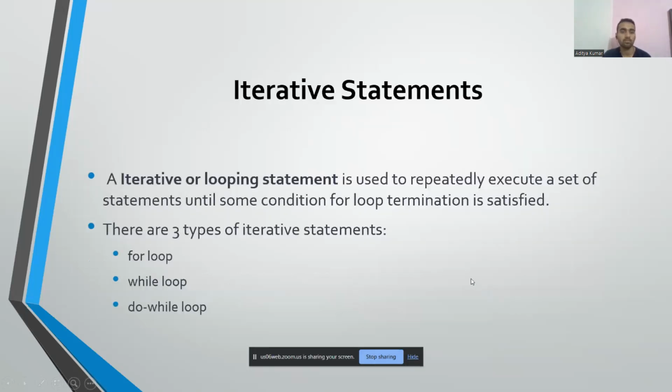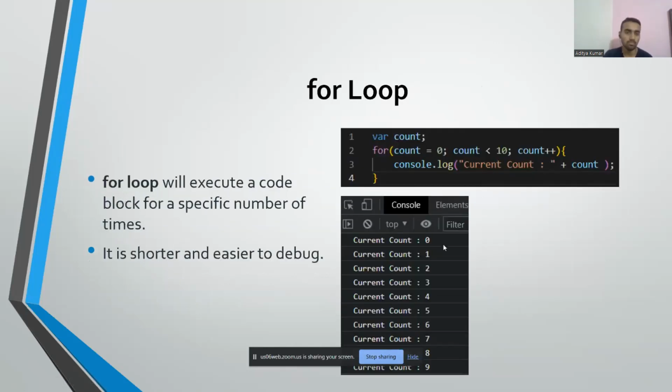Let's look at iterative statements. An iterative looping statement is used to repeatedly execute a set of statements until certain conditions for loop termination get satisfied. There are three types of iterative statements: for loop, while loop, and do while loop. So a for loop executes the code for a specific number of times. It is shorter and easier to debug.